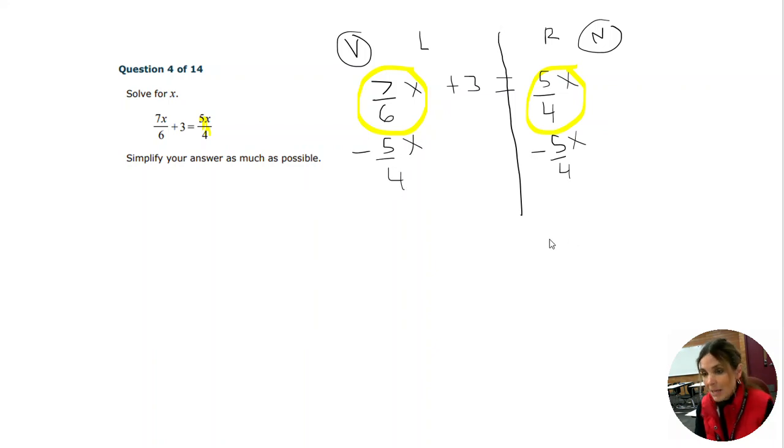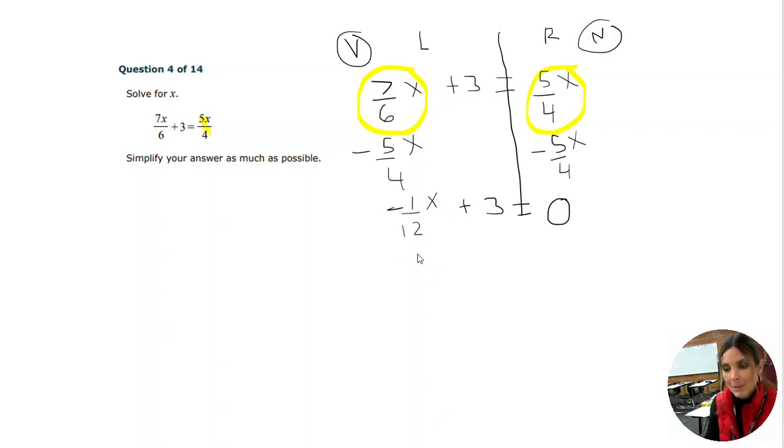Okay, now when I write down what I have left on the right side, it's super important that you remember that what you have left is 0. You have to write the 0 down. Okay, and then we have our positive 3. And then when we do 7/6 minus 5/4, we get a negative 1/12. So negative 1/12 x, which means negative 1/12 times x.